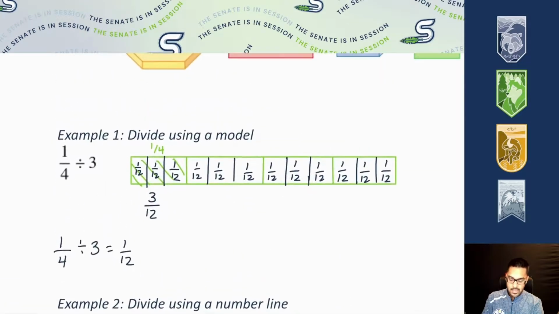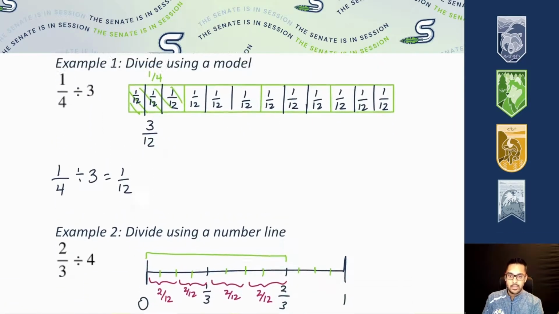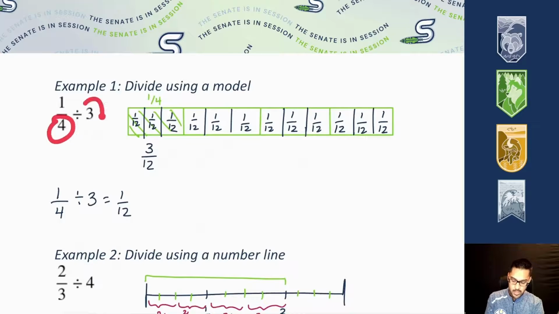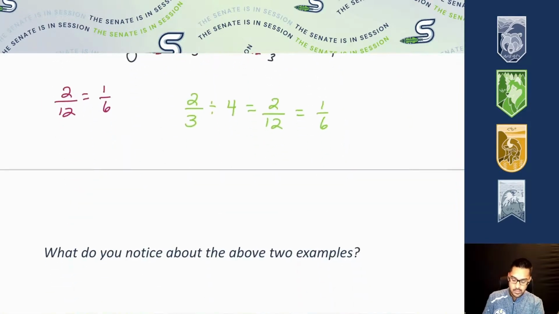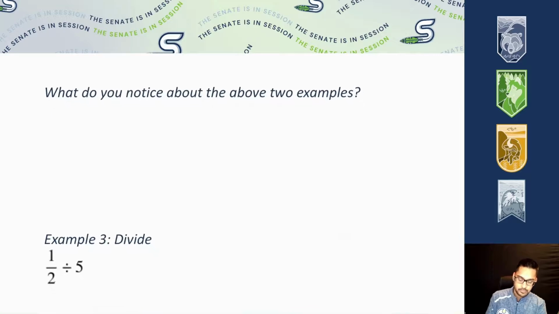That's the exact same pattern that works out in example 1. So 4 multiplies by 3 to give us 12. And the 1 I had in the numerator is the same one I have in the numerator in the end. So there is a nice pattern here that works.